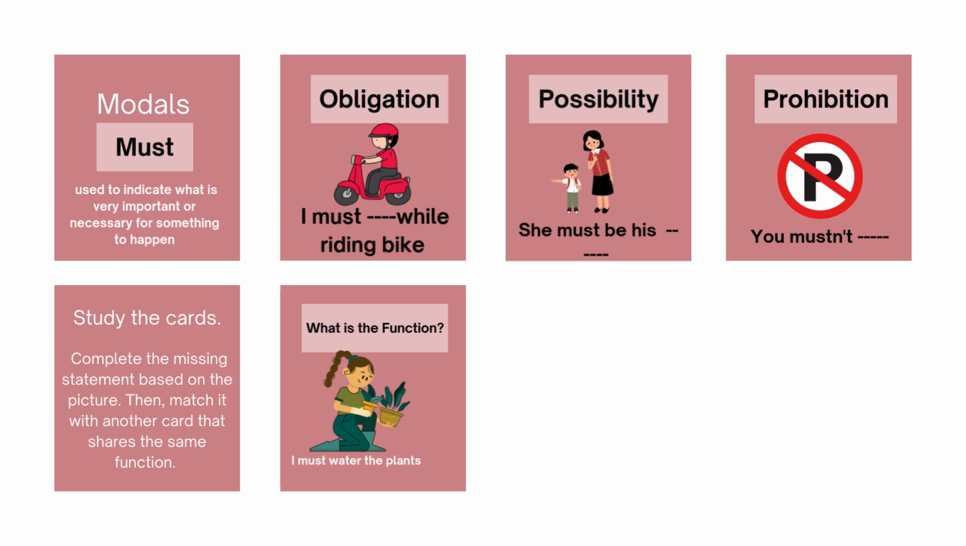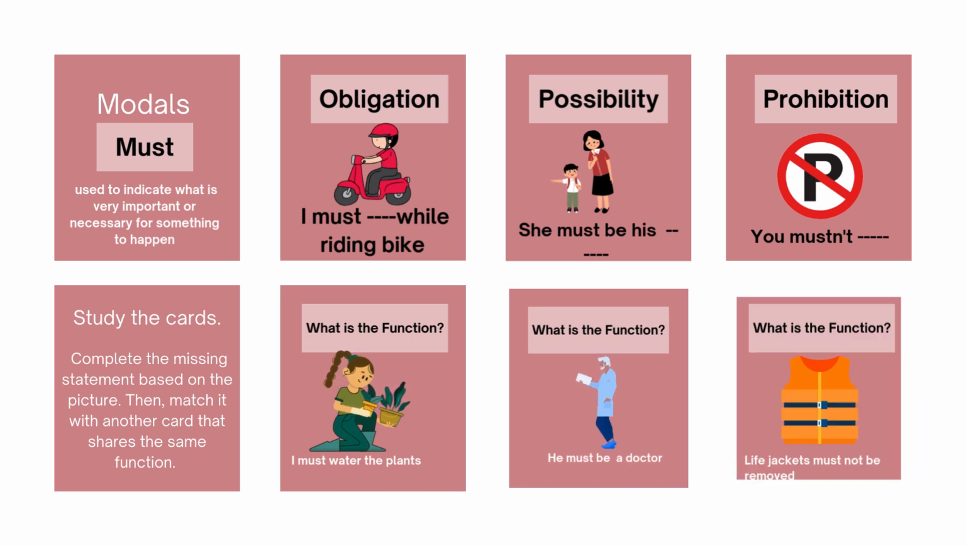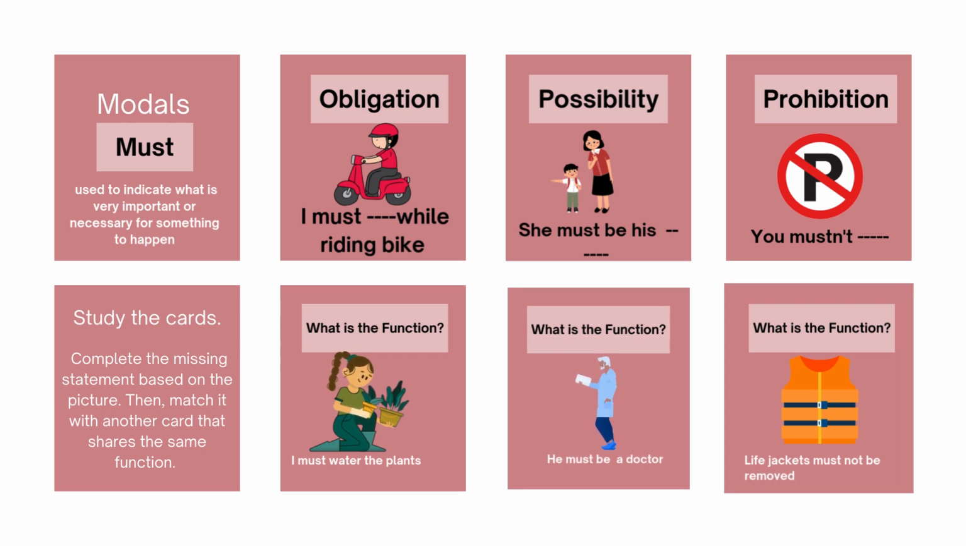I must water the plants. The function of must here is obligation. It's something that needs to be done. He must be a doctor. The function of must here is expressing possibility, it's a logical guess. Life jackets must not be removed. Here, must not shows prohibition, indicating something that is not allowed.